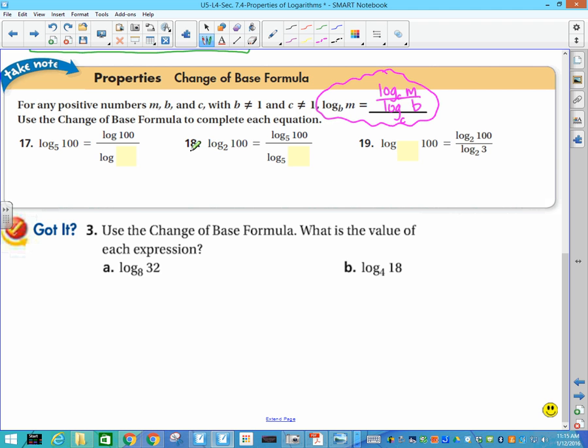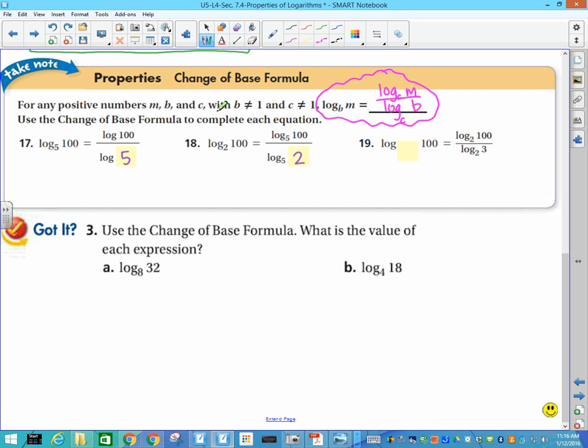But more importantly, remember this change of base rule, look at these two. The one which is lower down is the b, and he's the one that's going to go on the bottom. The m is higher up, so he's going to go on top. So when you look at your examples here, log base 5 of 100 is the log of 100 over the log of 5. Log base 2 of 100 is the log base 5 of 100 over the log base 5 of 2.